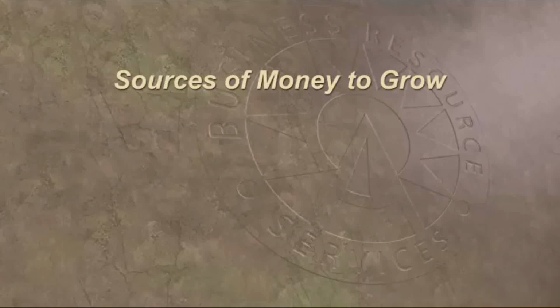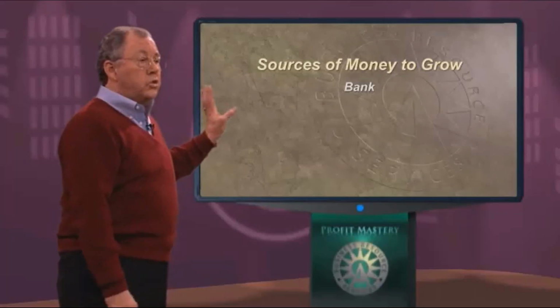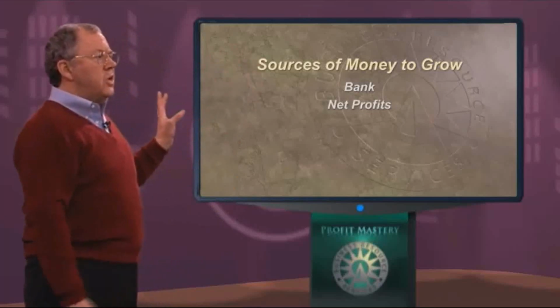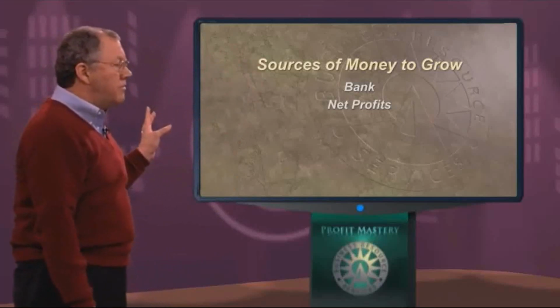Number 1, give me those 4 sources of money to grow. Number 1, the bank. Number 2, net profits that are kept in the business in the form of, what's the RE? Retained earnings. So we didn't take them out. If we take them out, they're not there to fund growth. But if we leave them there, they are.